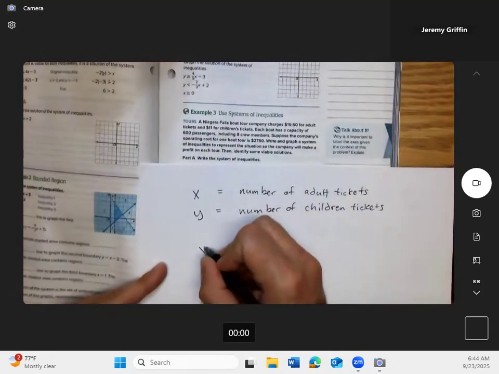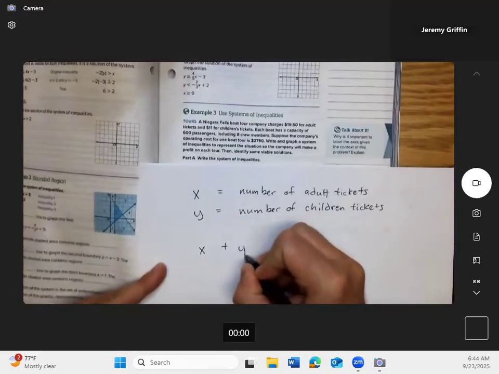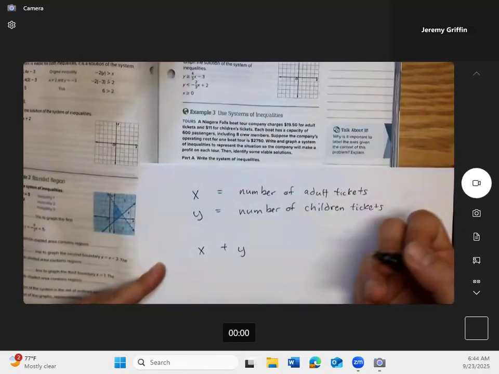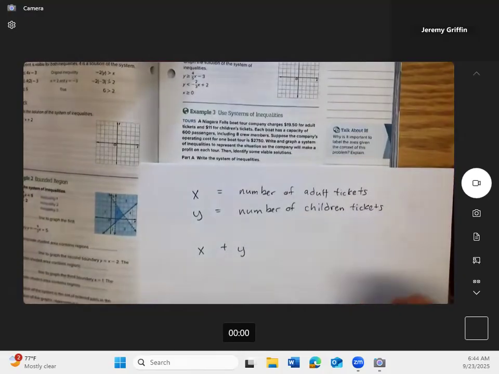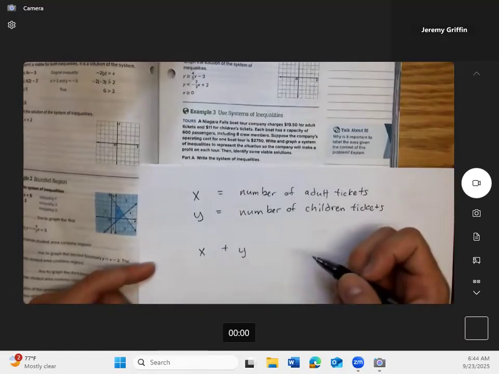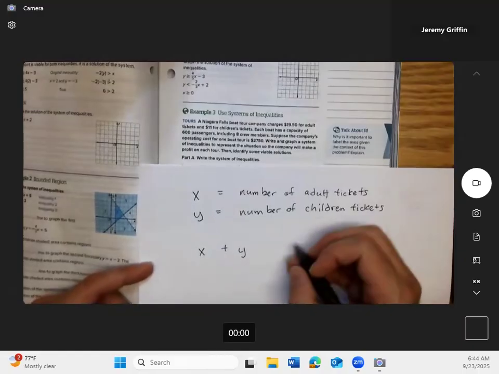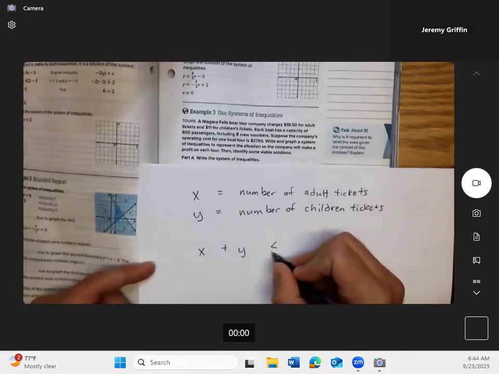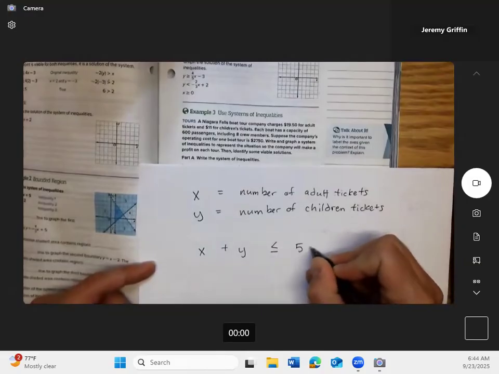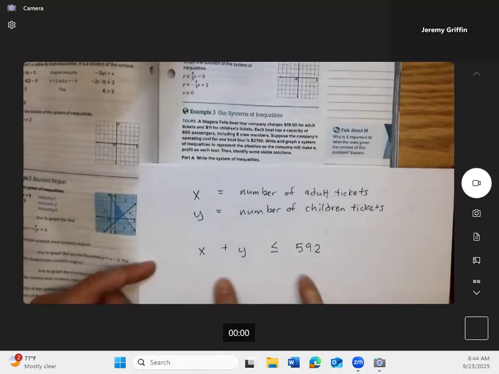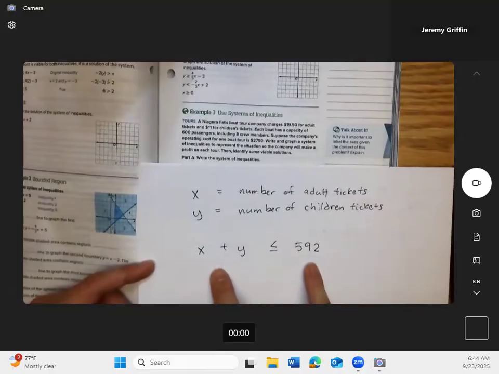So right away I can say x plus y. At best, it could equal 592, but maybe they don't actually sell that many. It couldn't be more than 592, but it could be less than, or fewer than. So I'll say less than or equal to 592. And there's one inequality right there. There's one condition: if I add up all the tickets, it can only go up to 592.